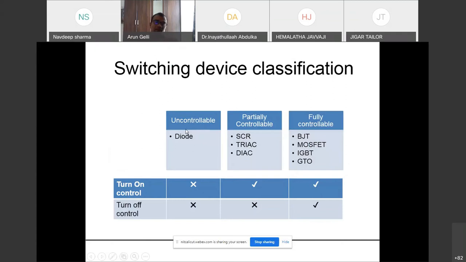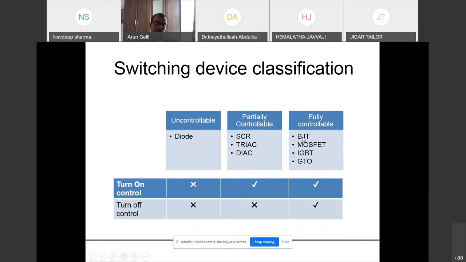If the turn-off is uncontrolled, you don't have a control circuit to control it, they are called uncontrollable devices. An example is a diode. Based upon the circuit conditions the device will turn on or turn off. You don't have control over both turning on and turning off. They are called uncontrollable devices. And partially controllable is nothing but you can control the turn on, but not the turn off. So something like an SCR, TRIAC and DIAC, based upon the load current, they will turn off. So they are partially controllable.